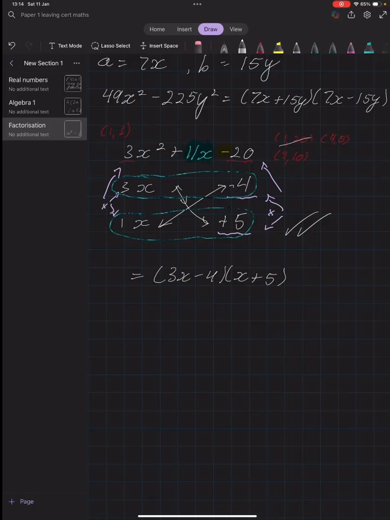So the reason we have to go from left to right is, I'll just do it quickly. The 3x is multiplied by the x. That's where the 3x squared comes from. The 3x is multiplied by the plus 5. The minus 4 is multiplied by the plus 5. And the minus 4 is also multiplied by the x. Okay? So that's basically where those come from.